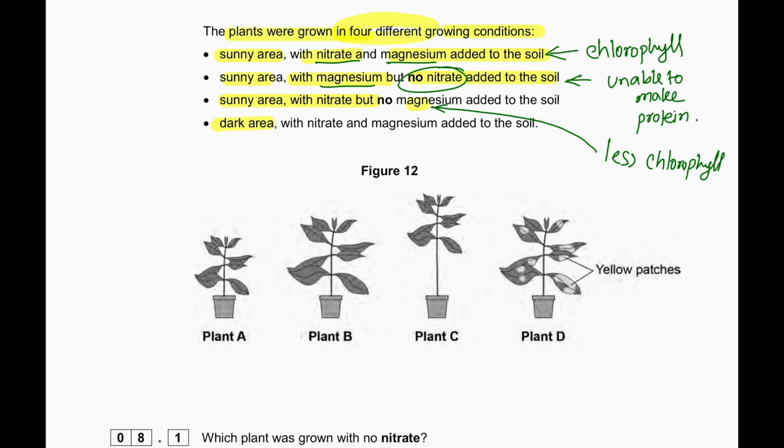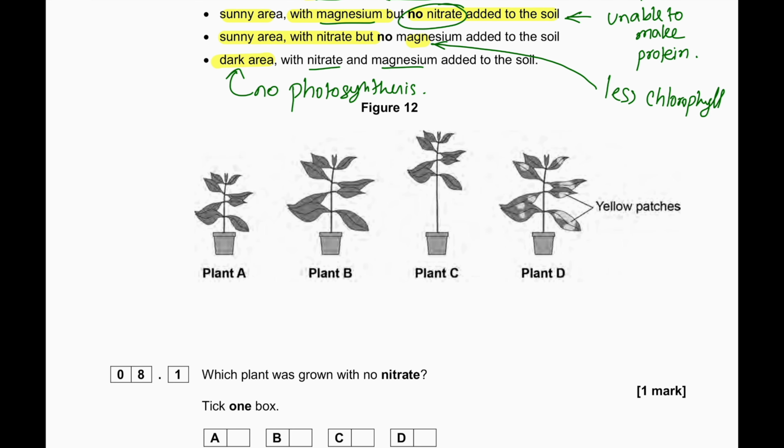A plant growing in a dark area will not be able to do photosynthesis, thereby it will lack the energy to grow. Even though nitrate and magnesium are available, it will not be able to use them that much. Okay, so in plant D, we can already see there are yellow patches, meaning there is a lack of chlorophyll.